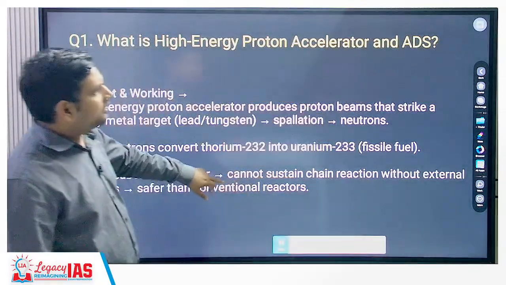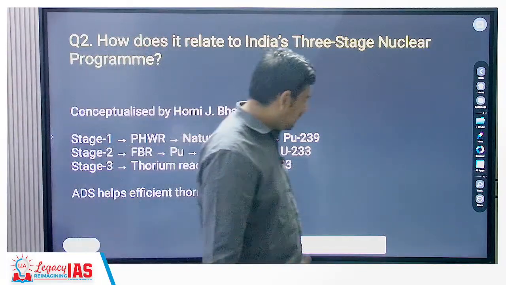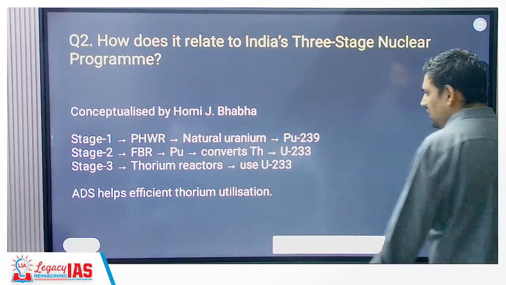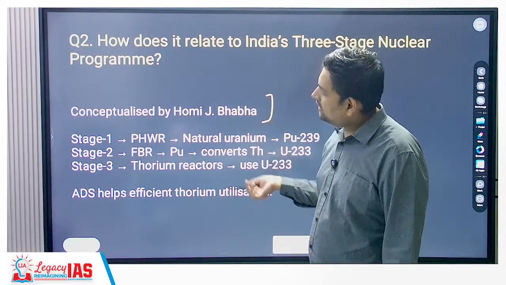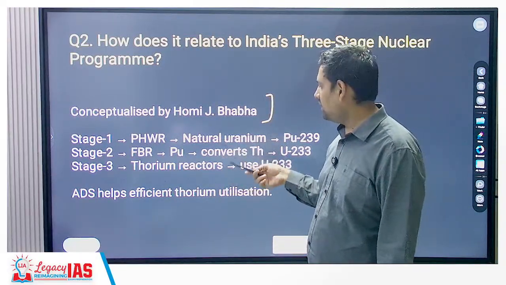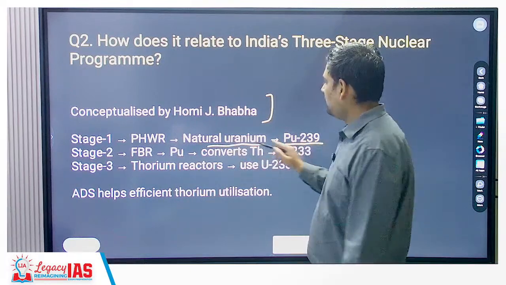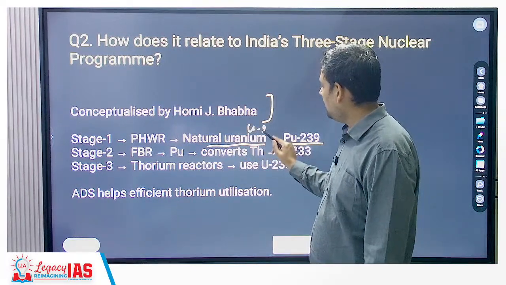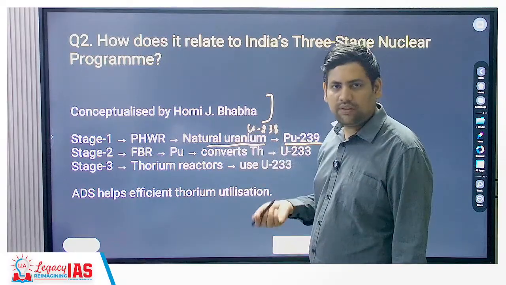Now let us see some more factual points. How does it relate to India's 3-stage nuclear program? India has a 3-stage nuclear program that Homi Jahangir Bhabha made. The first stage was pressurized heavy water reactors, which use natural uranium. Natural uranium is very rich in uranium-238, with some small amount of uranium-235 also.